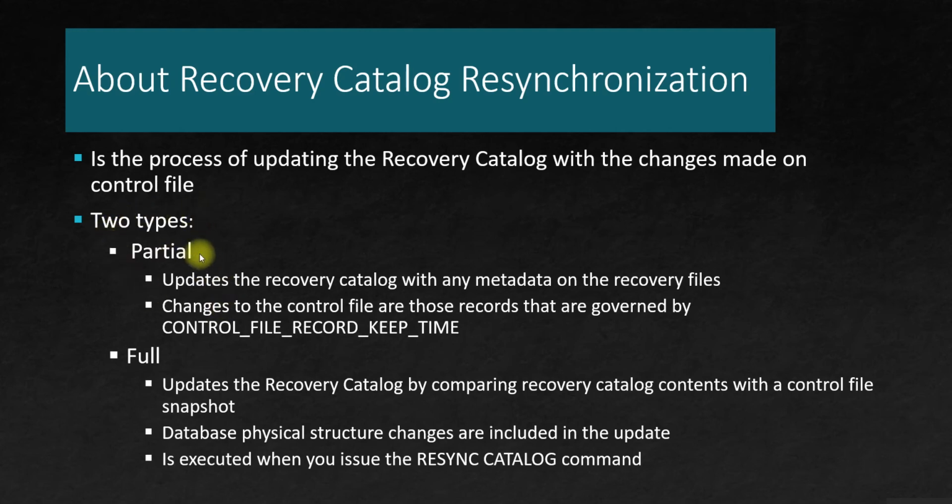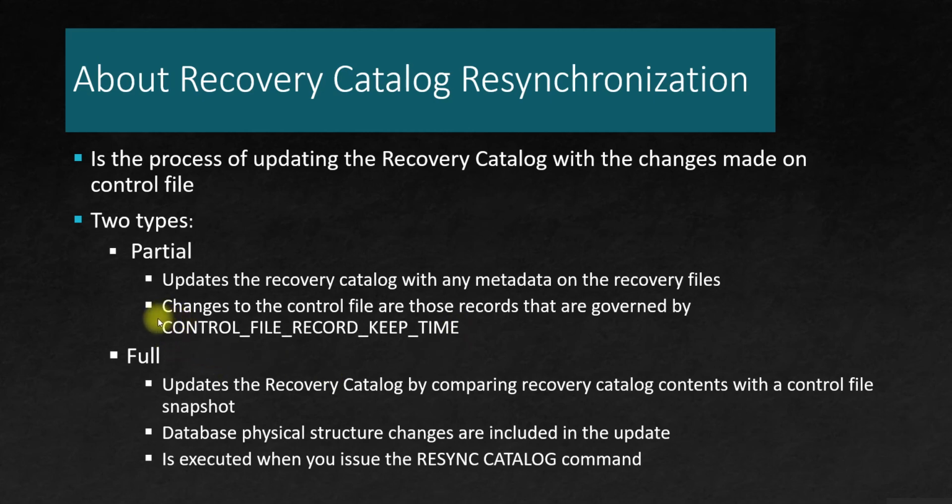So there are two synchronization methods, partial and full. In the partial method, only the metadata for the recovery files is updated, okay, not all the details. Mostly the backup information or the location of the backup files will be sitting in the control file, and the changes to the control file are those records that are governed by the control file record keep time. So in the partial backup, what will happen is this control file record keep time, right?